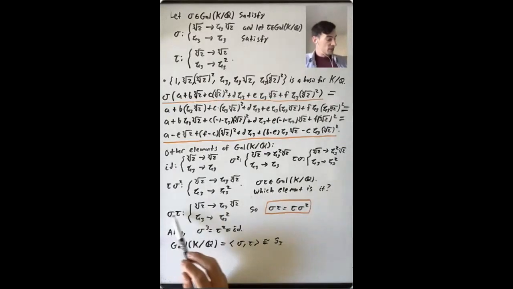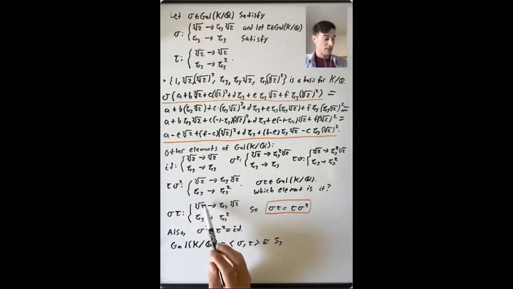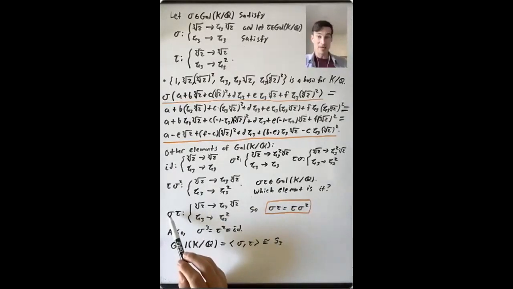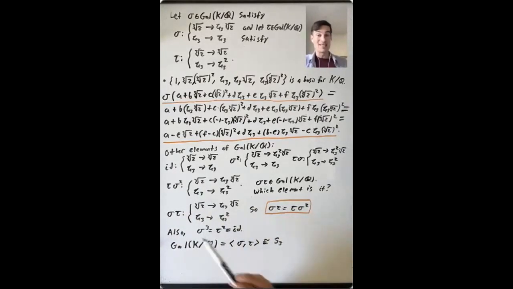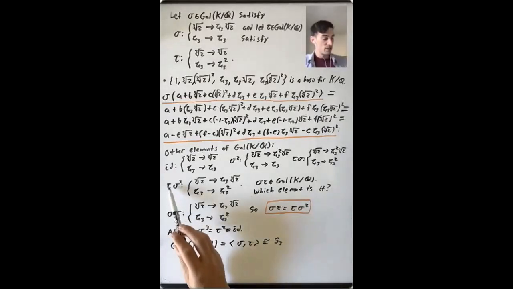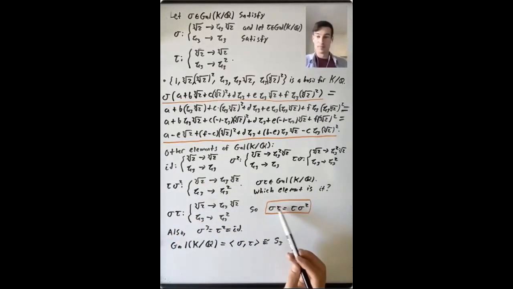OK, so sigma times tau. Tau first sends cube root of 2 to cube root of 2, and then sigma sends cube root of 2 to zeta 3 times cube root of 2. Tau sends zeta 3 to zeta 3 squared, and then sigma sends that zeta 3 squared to zeta 3 squared. So where did we see this before? Sigma tau equals tau sigma squared. OK, so we're seeing relations among these group elements.